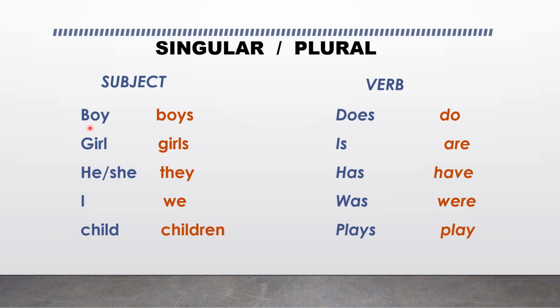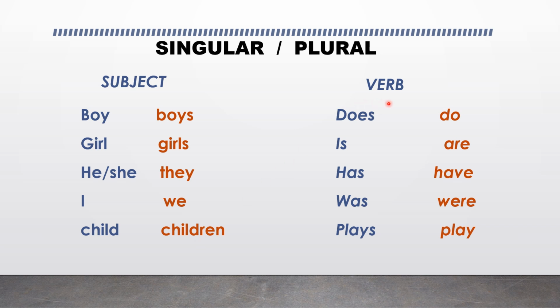Here boy is singular because for one boy we say boy. For many we use boys, girl, girls, and pronoun he or she if singular, they for plural. I singular, we plural. Child is singular subject and children plural subject.